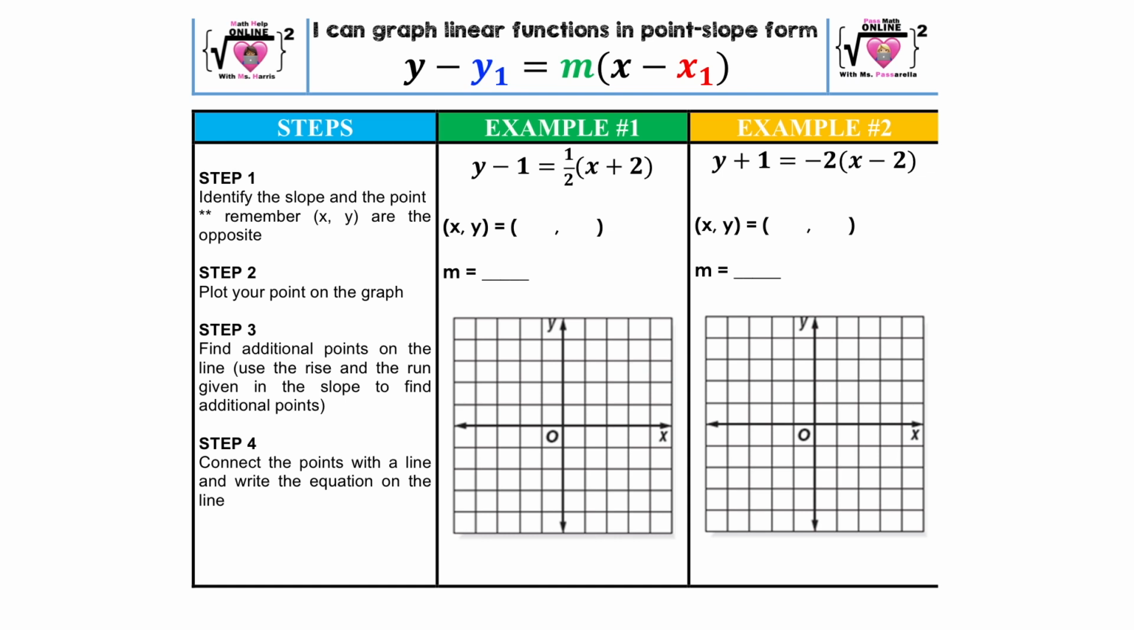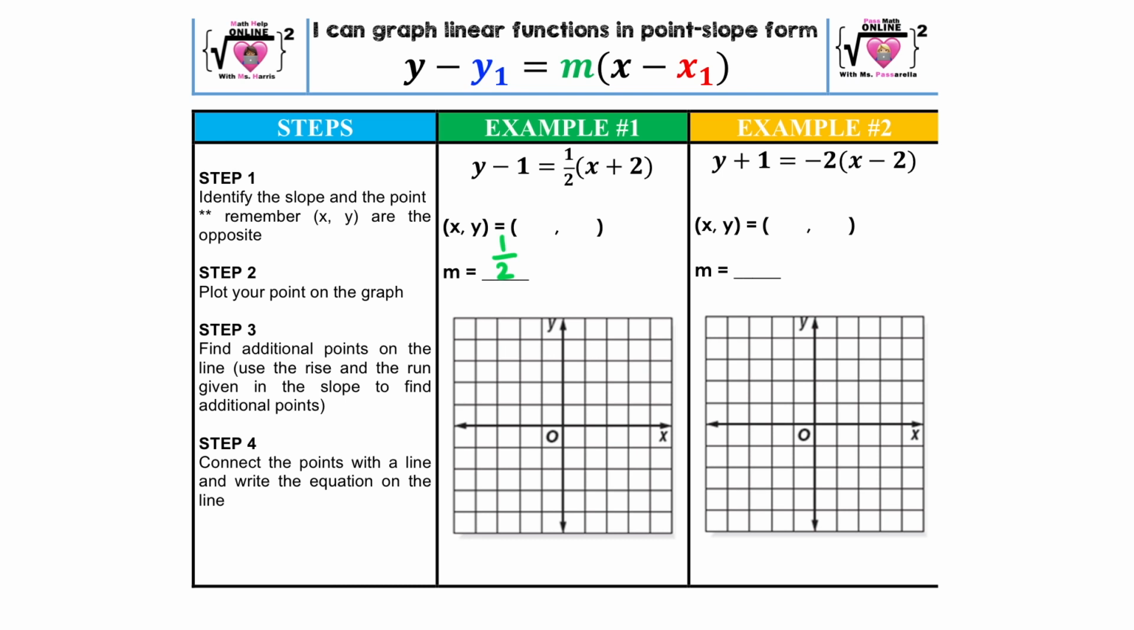Now, if you take a look at the equation that we have here in example 1, we have y minus 1 equals 1/2 times x plus 2. We could identify the slope here as that coefficient outside of the parentheses that have x plus 2 in them. So our slope for this equation is 1/2.